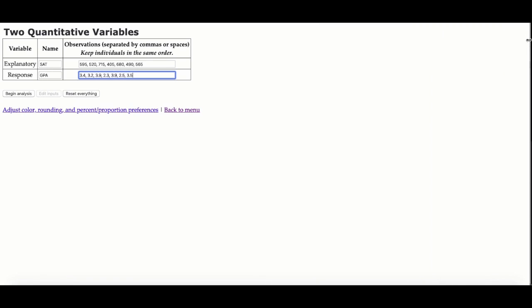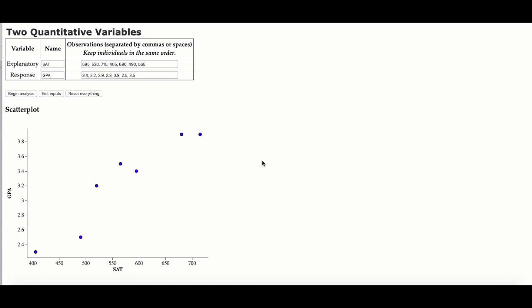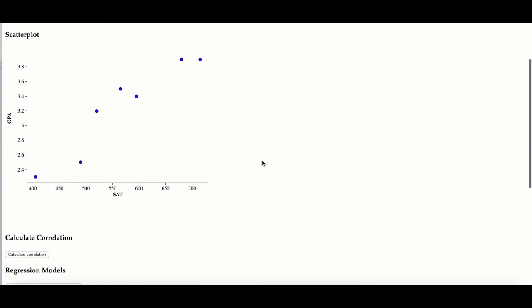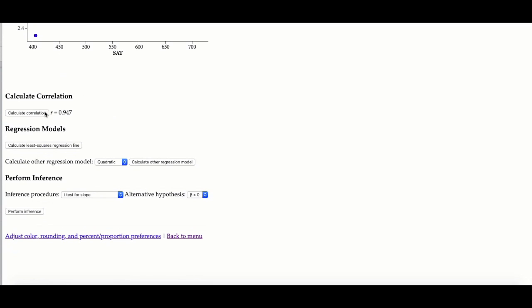All right, the hard part is over, folks. Click on Begin Analysis. And here it is. This is our scatter plot. Looks like there's a positive upward trend. Now, this is a small sample size, so it's hard to really know for sure, but I see a positive upward linear trend. Click on Calculate Correlation.